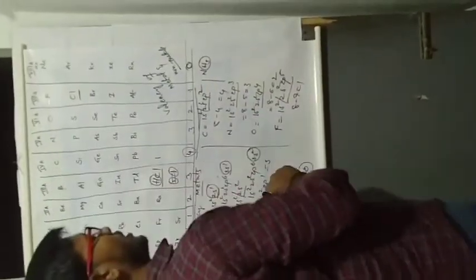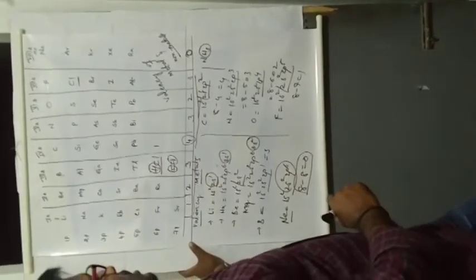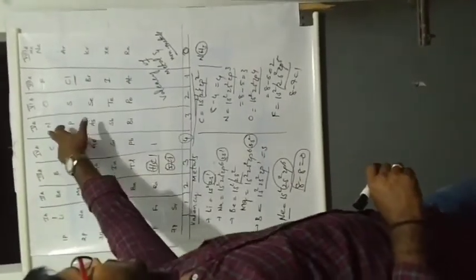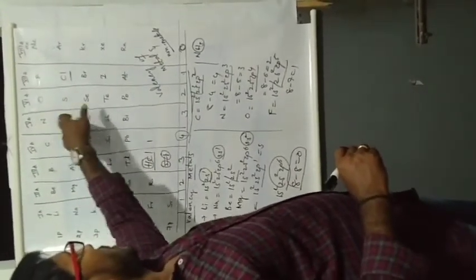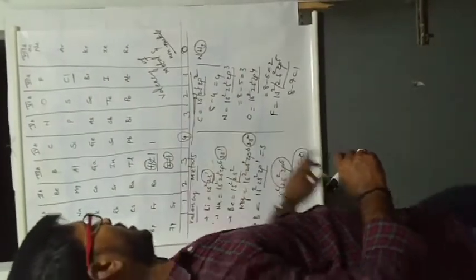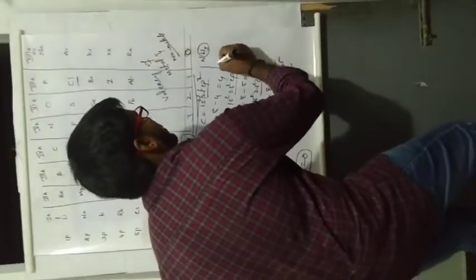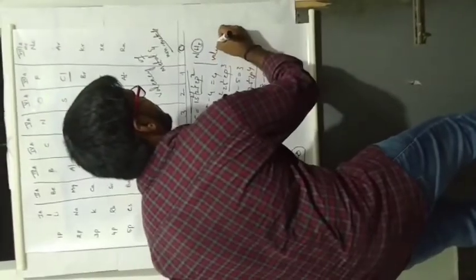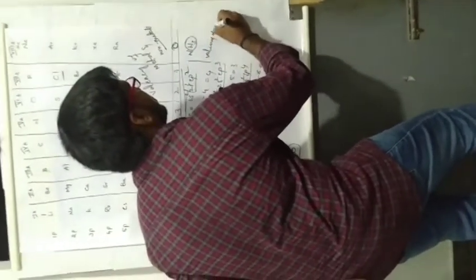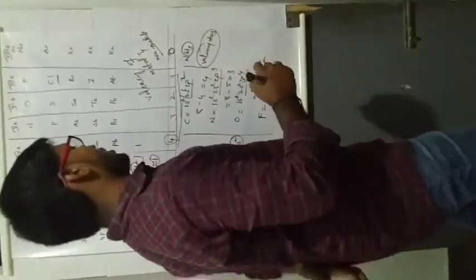Next one, take another example, NH3. Find the valency of hydrogen in this one. So nitrogen belongs to which group? 5th group. So that means valency is 3. Valency of nitrogen is 3. So the remaining examples we will discuss in the next video.